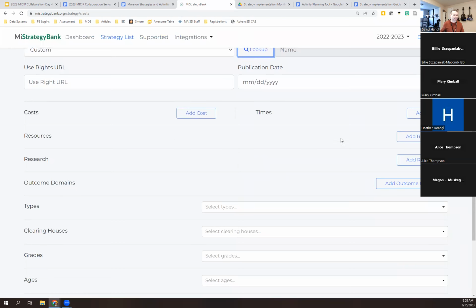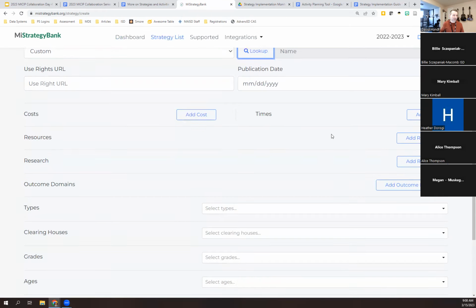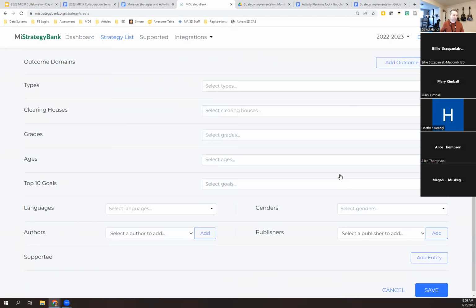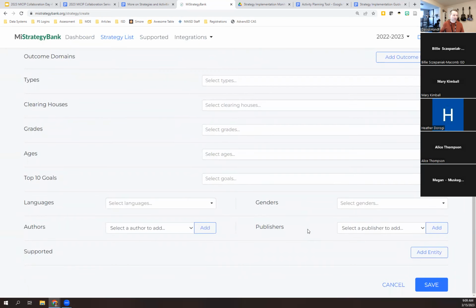I think it gives some validity to the strategy when we're applying and trying to use those strategies to fund our state and federal funds. If there's good resources or good research around those, they're going to be more likely to get approved. So I try to fill out as much information in here as I can, to be as complete as I can with it.